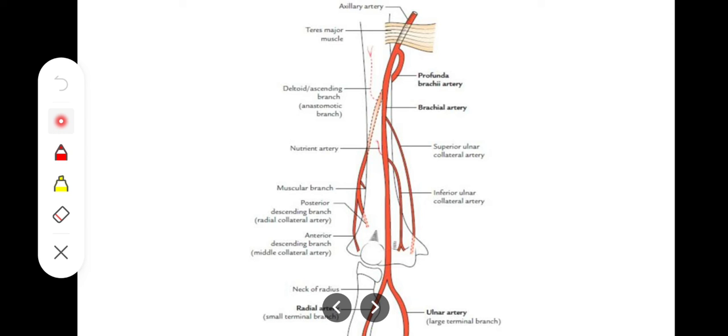So in total there are 6 branches, that is the profunda brachii artery, superior ulnar collateral, inferior ulnar collateral, the nutrient artery, and the 2 terminal arteries, that is the radial artery and the ulnar artery. In this way we have just taken a look at the different branches of the brachial artery along with its several relations and its beginning and its termination.